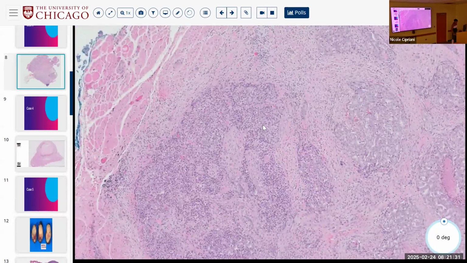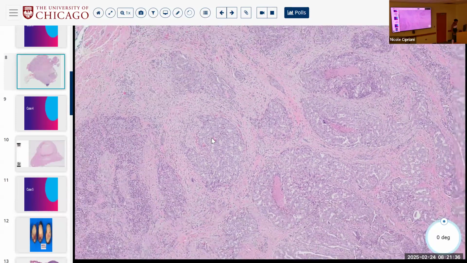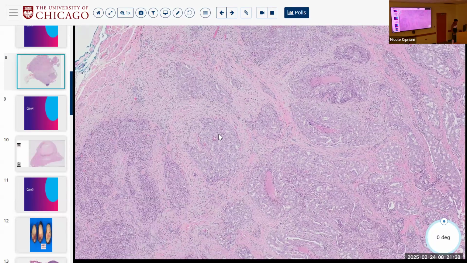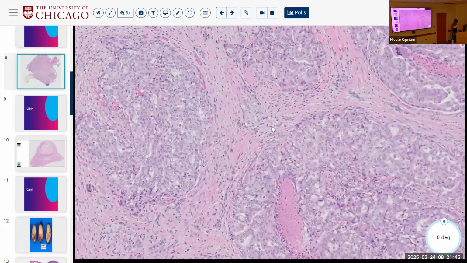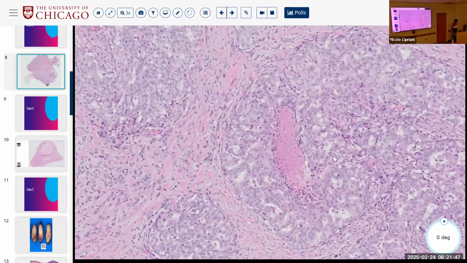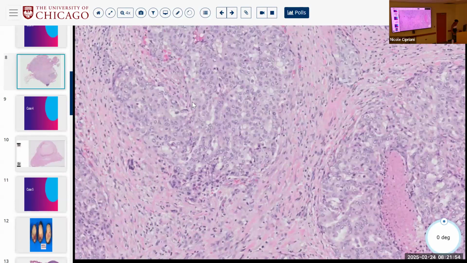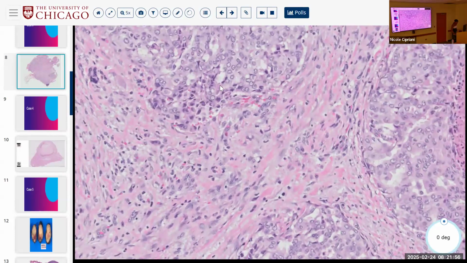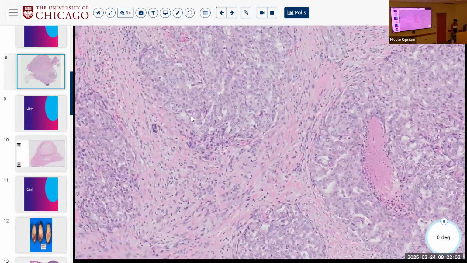So if you go to these larger nests of tumor, what is the growth pattern? Is it solid? Is it papillary? Is it follicular? It's solid. And what else are you seeing in the solid nests? That pink stuff at the bottom of the screen. Now it's at the right, it's off the screen. Yeah, that's right.